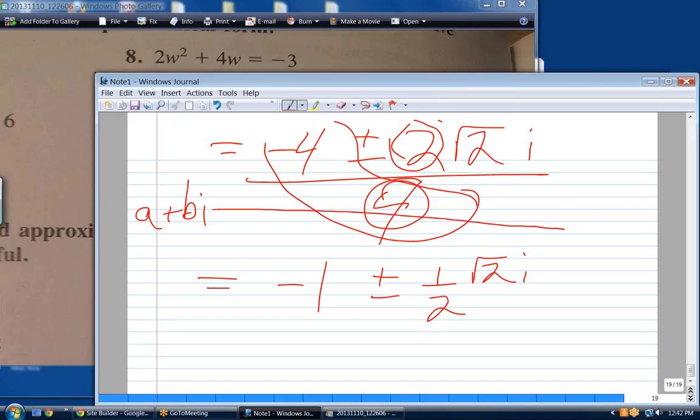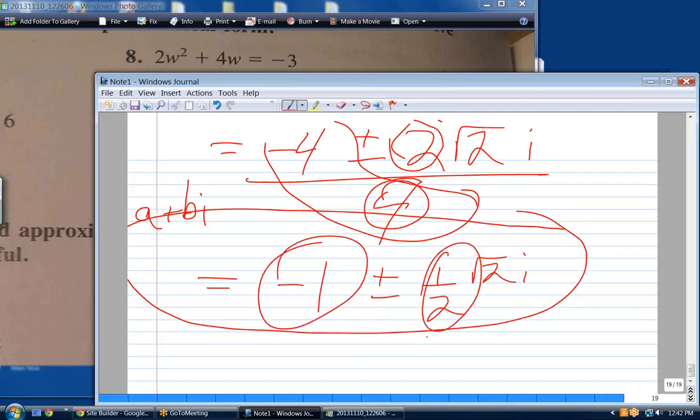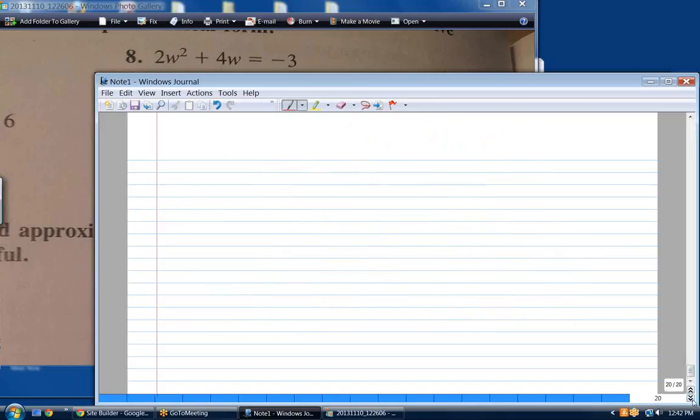And this is in A plus BI format. A is this, B is that. Well, actually, excuse me, B is this: square root of 2 over 2. Okay.